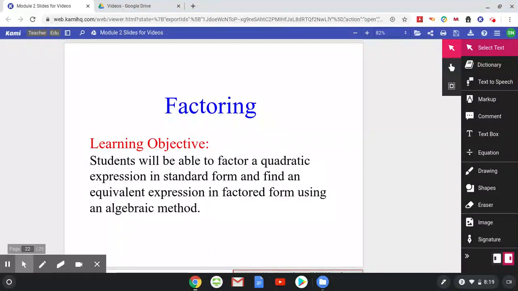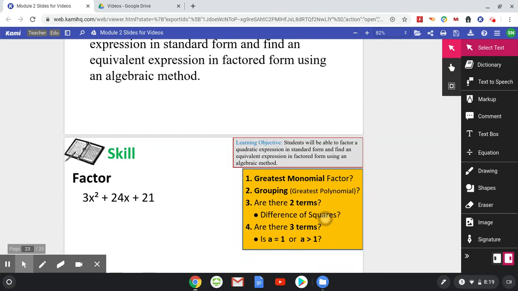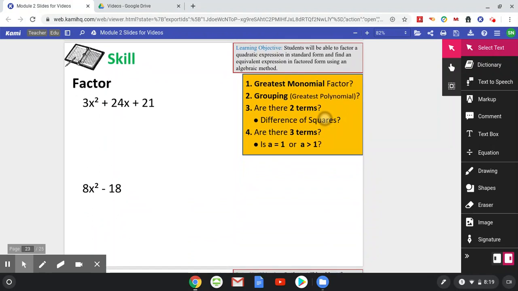Hello, in this video you will be factoring. You will not be informed of which method to use, so you will have to determine which one to use. I will give you some hints in these examples. Let's start with the one on the top left.